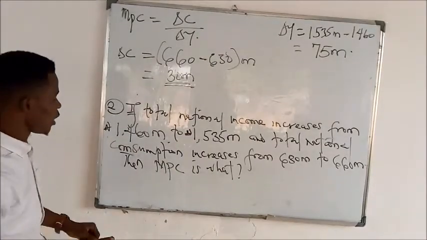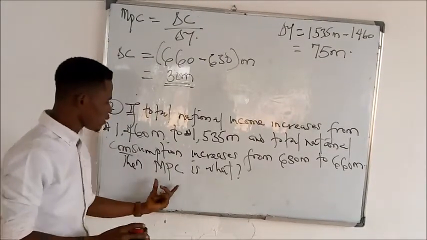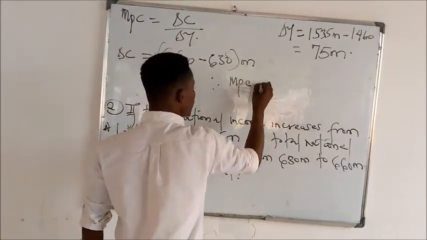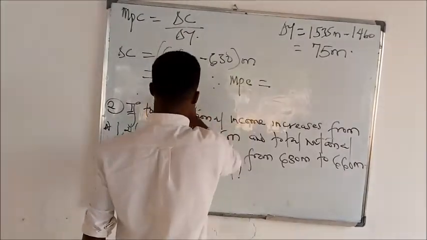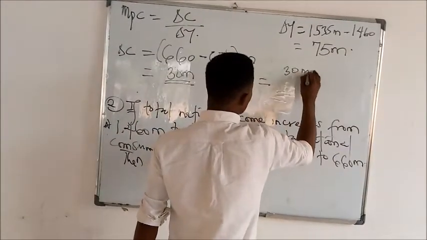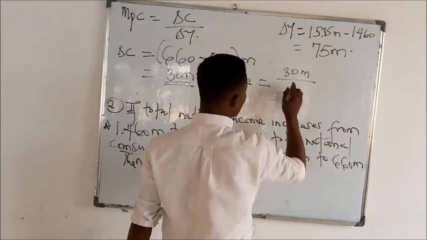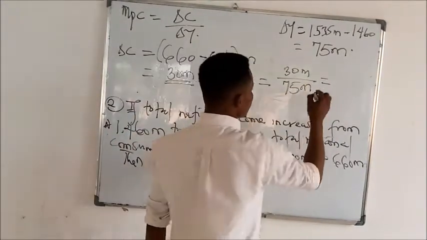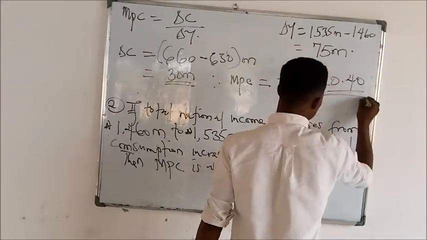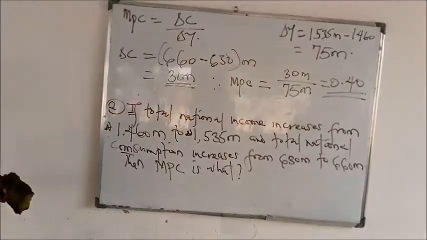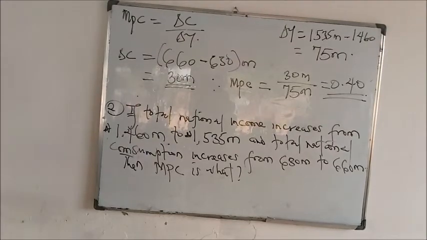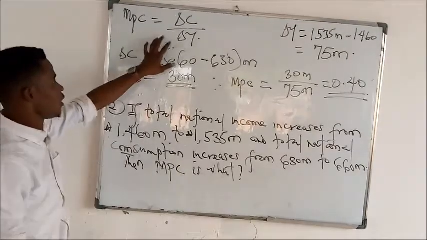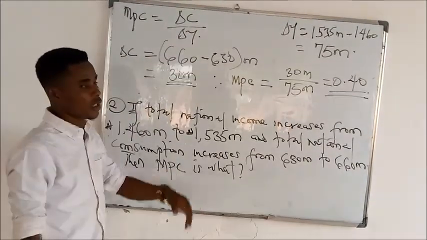So the question is, what is the MPC? Therefore, MPC is equal to change in consumption, 30 million naira, over change in income, 75 million naira. What would that give us? 0.40. That will be our answer. That is the MPC, marginal propensity to consume. Don't forget, MPC is change in consumption over change in income.